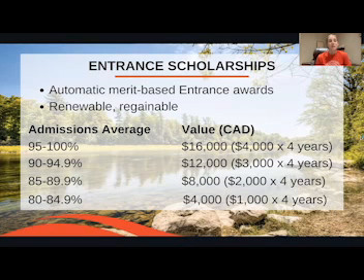Now, for an entrance scholarship, if you have a minimum average of 80%, you will be eligible for one of our entrance scholarships. And these are automatic merit-based entrance awards. They're renewable and regainable. Now, what this means is that if you come into Carleton with a 95% average, you will receive our $16,000 scholarship. This $16,000 is broken up over your 4 years of study with us. So you'll be given $4,000 each year, and there's a minimum GPA that you need to maintain once you're at Carleton in order for us to give you that money each year. Now, there's no application required for these entrance scholarships because you will be automatically assessed once you apply to Carleton.